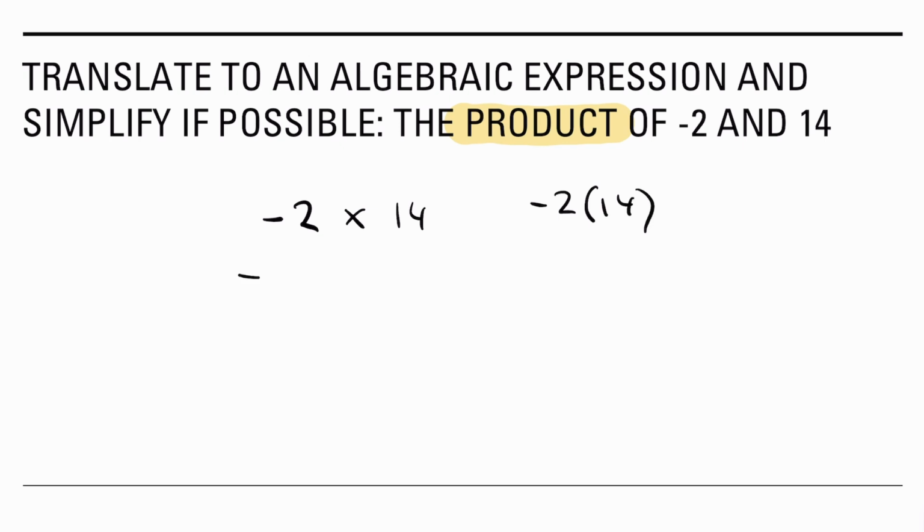Either way, negative 2 times 14, you'll know that it's going to be a negative number. And then you're just going to evaluate 2 times 14, which is 28. And so it must be negative 28.